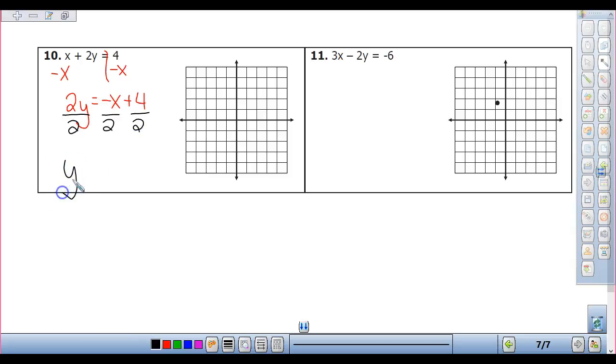So I have y equals, careful, there you go, negative 1/2 x plus 2. There you go. So my starting point is at 2. And then my negative 1/2 tells me to go down 1 over 2. Down 1 over 2.